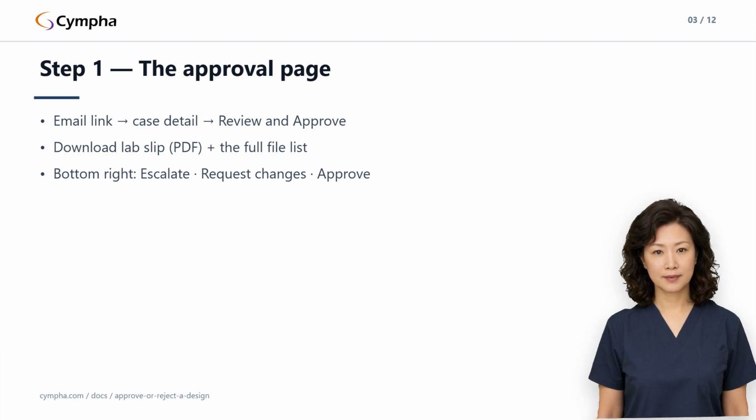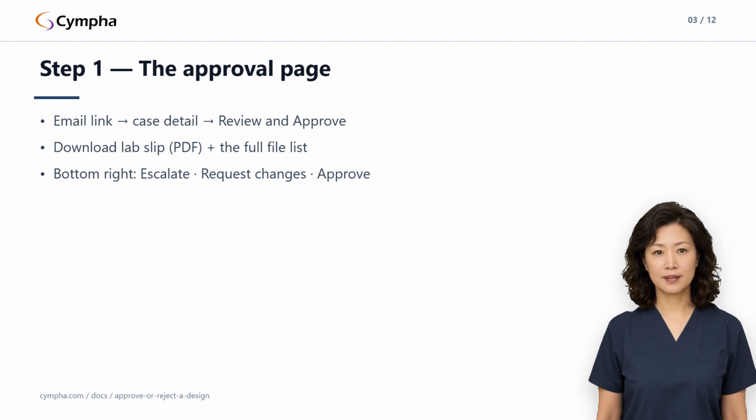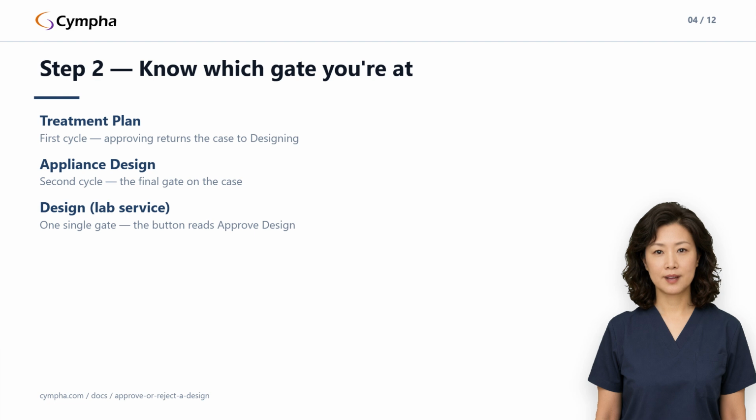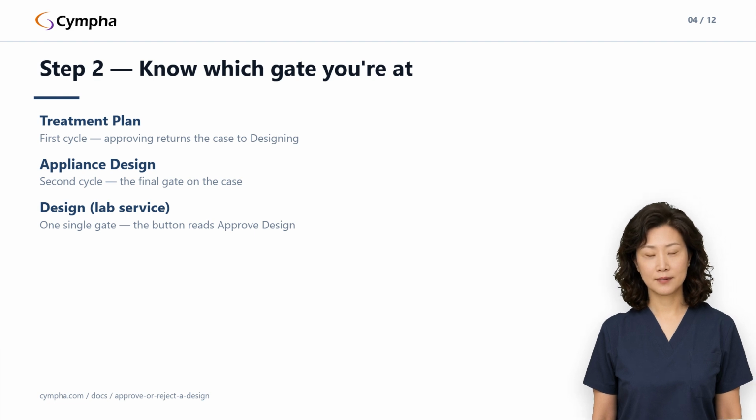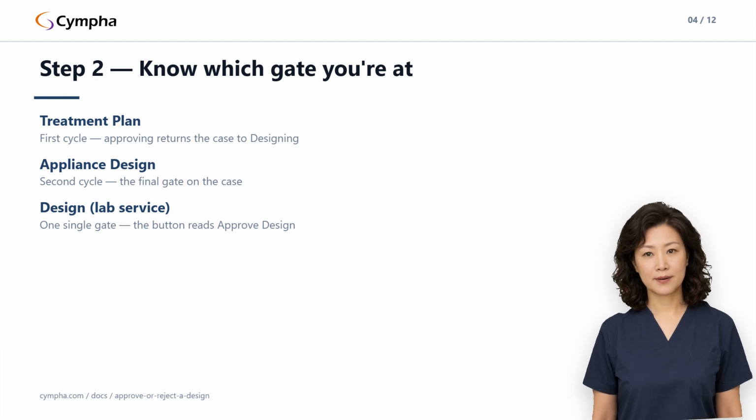Before you press anything, know which gate you're standing at, because the same page serves different moments. Ortho, AlignerBot, and implant cases pass through 2 approval cycles, so you'll visit this page twice. The first is the treatment plan. The lab or the AlignerBot has produced the plan itself. Staged tooth movements for an aligner case, the plan setup for an ortho case, the surgical plan for an implant case. You're reviewing the plan, staging IPR, attachments, positions. Approving it sends the case back to designing for the appliance cycle, typically with the same designer. The second is the appliance design. The geometry is finished. You're reviewing the deliverable set, and approving here completes the case.